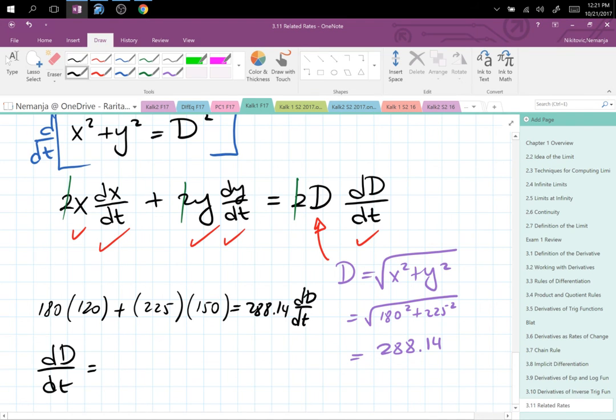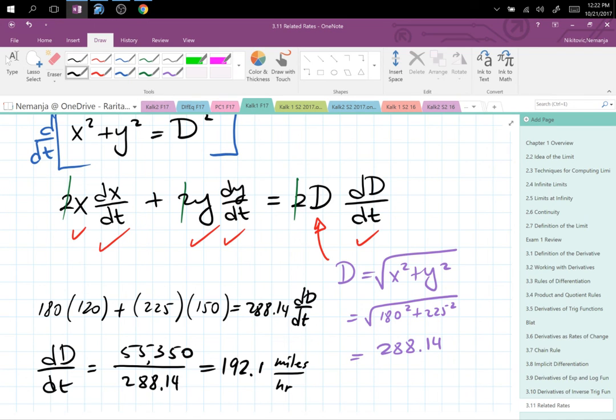So what do we get when we compute the left hand side? And divide that by 288.14. What do we get for this calculation? 180 times 120. And then plus the rest. I'm just giving you the final answer. I need a number on top. 55350. All right. So if one airplane is going 150 miles per hour and the other one is going 120 miles per hour, in relation to each other, they are getting closer at 192 miles per hour between them.